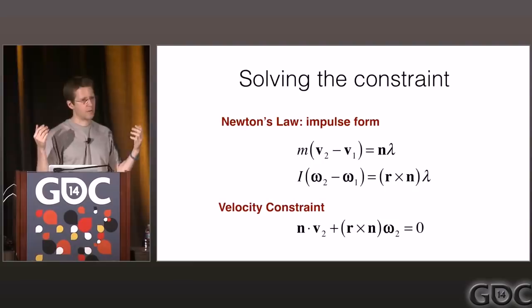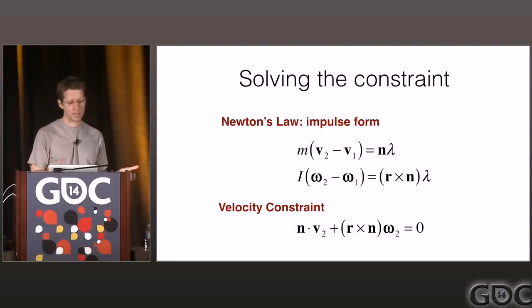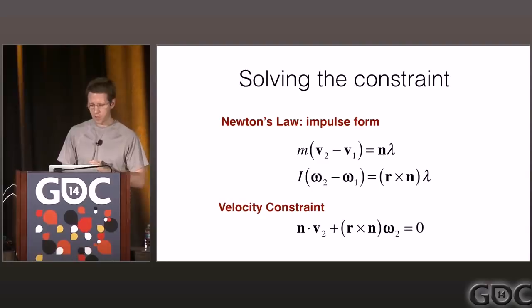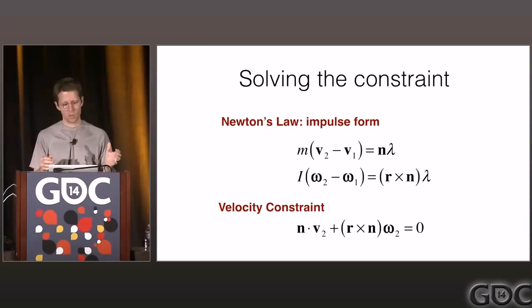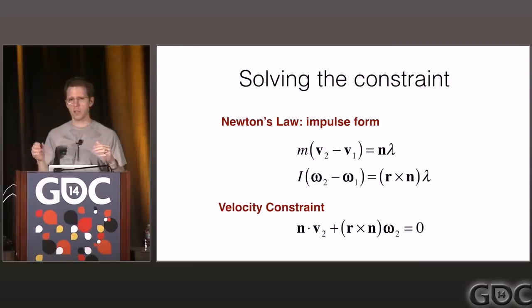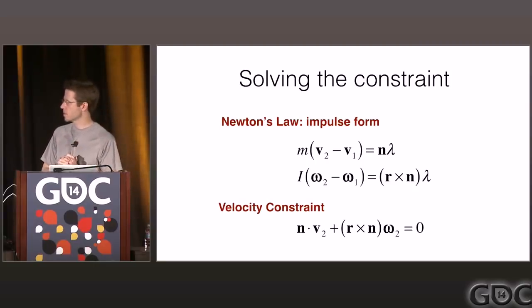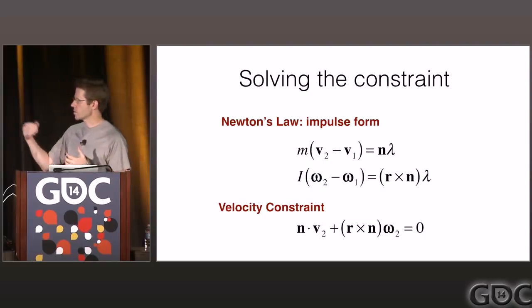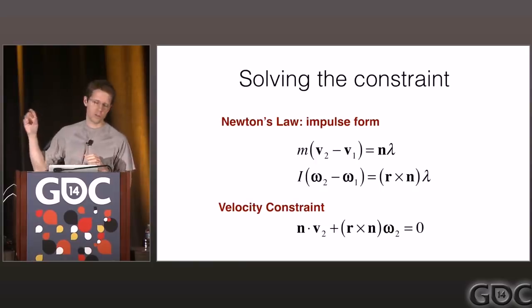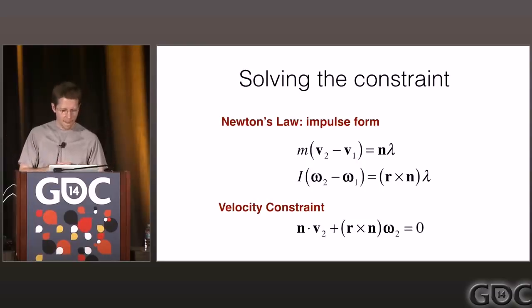All right, so now if I actually want to solve for lambda, I need to bring in Newton's law. So here I have Newton's law in impulse form. The first one is the linear equation of motion. It says that the change in linear velocity of the center of mass is related to the linear impulse. And then the second one is the angular equation, and that expresses the change in angular velocity in terms of the angular impulse. And that also involves the inertia tensor I.